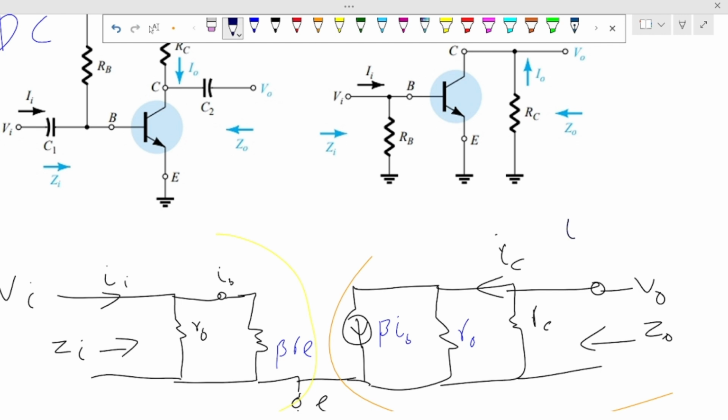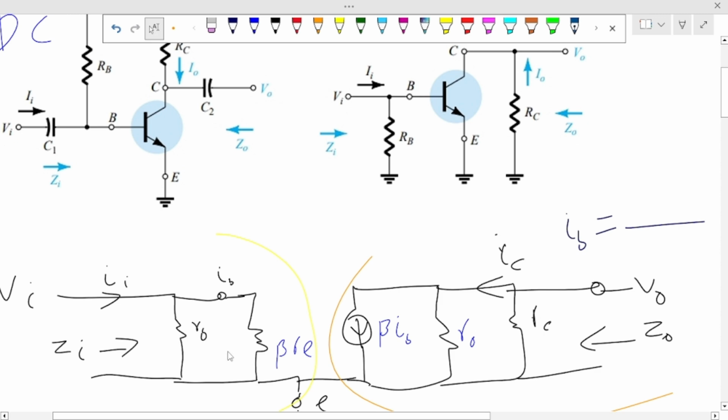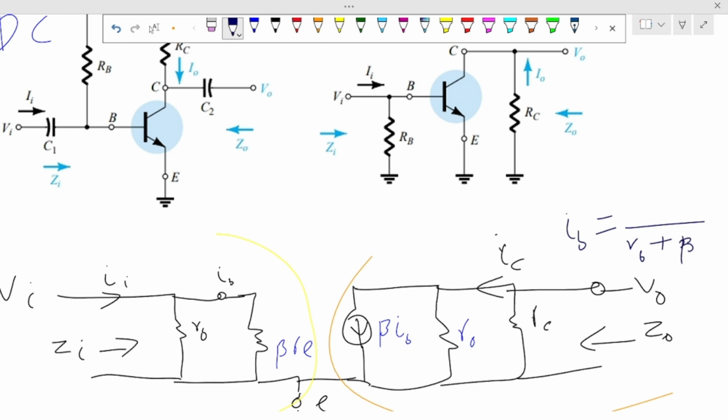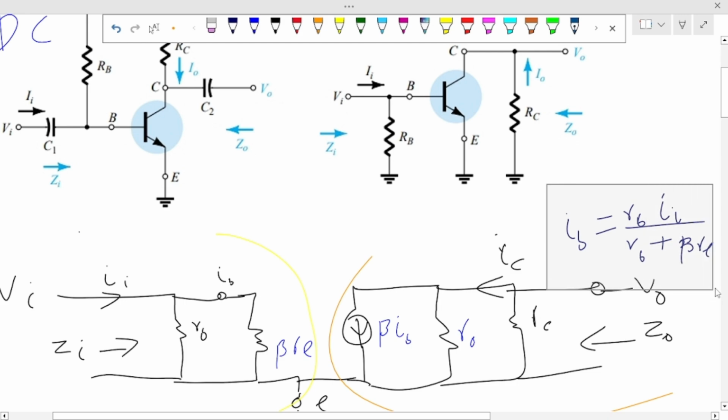Now IB equals what? Same pattern, current divider rule. Sum all the resistance here, which is RB plus beta RE. Good. Then the resistance in this IB, RB, of course, total current II. Done. So we pack these guys.